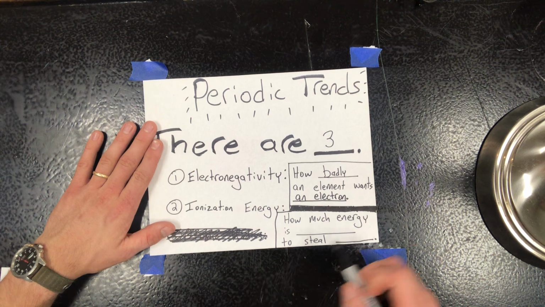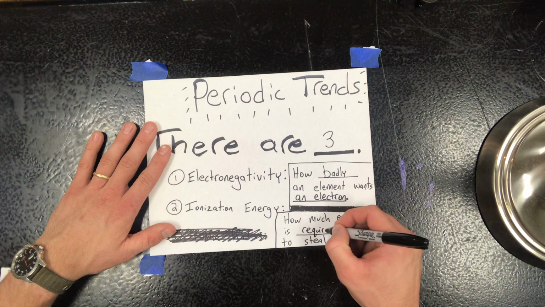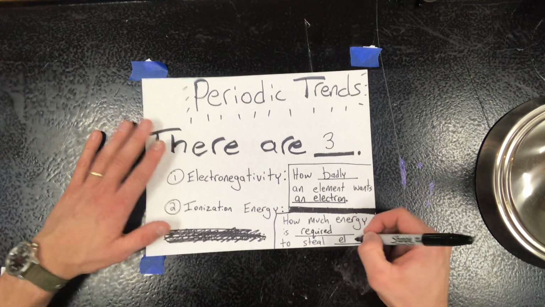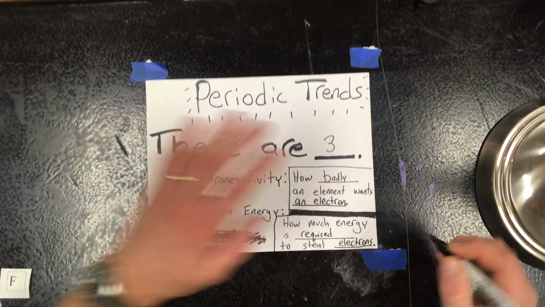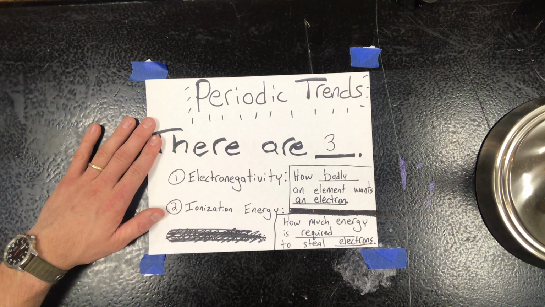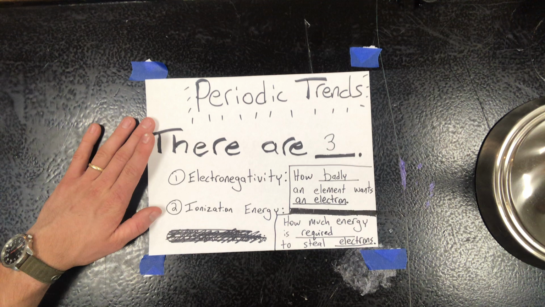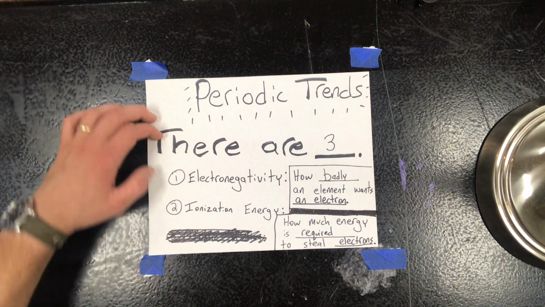Similarly, ionization energy is how much energy is required to steal electrons. How much energy is required to steal electrons? So if an element really likes having the electrons that they do have, they are not going to want to give them away, and it's going to take a lot of energy to pull them out. In fact, the noble gases are going to have the highest ionization energy of any of them.